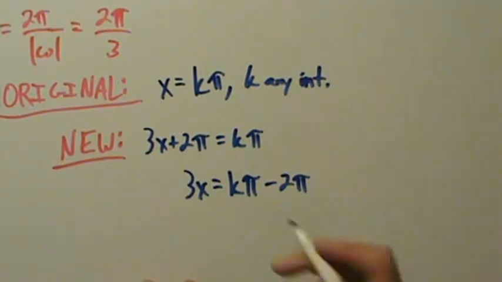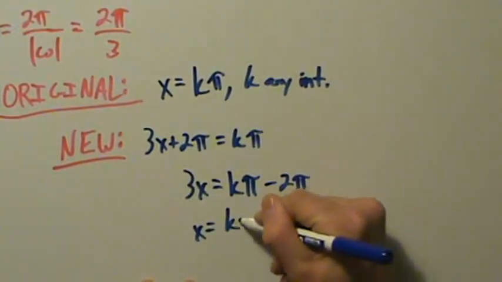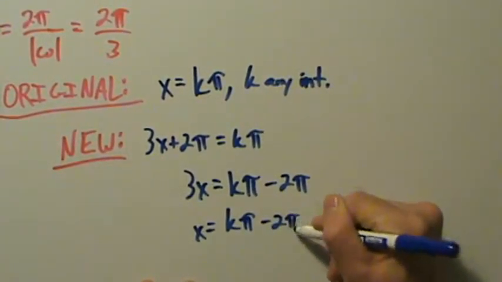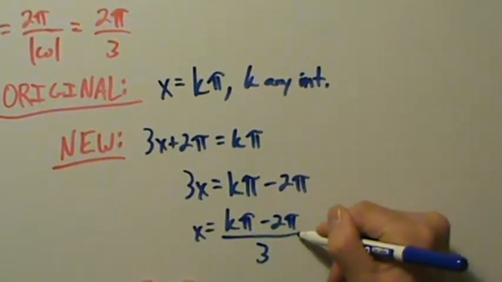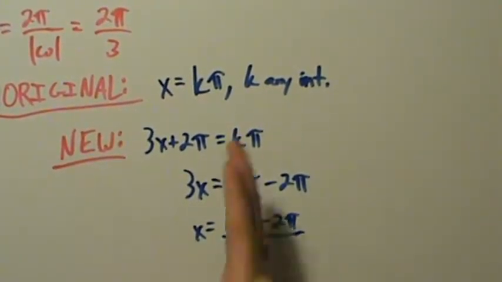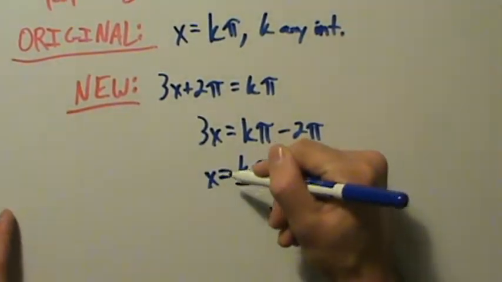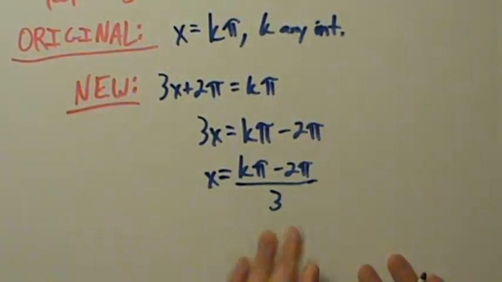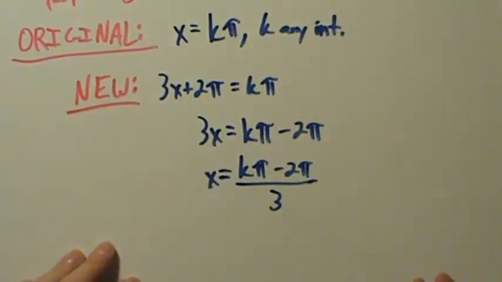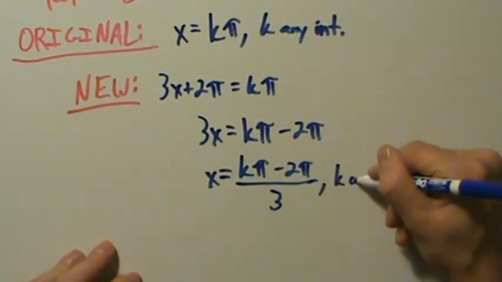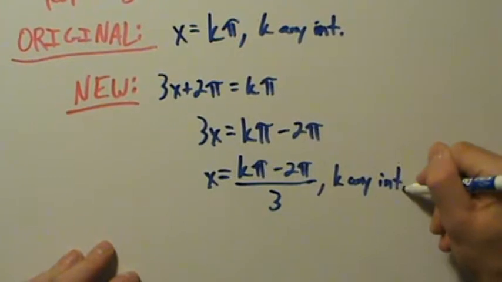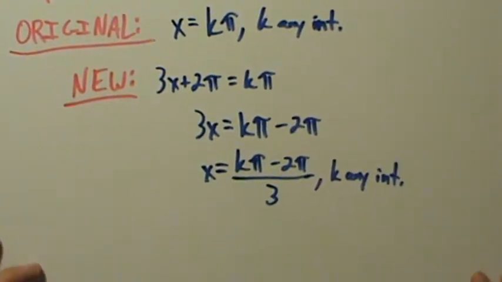Okay, and then divide everything by 3, so x equals k pi minus 2 pi, all divided by 3. Okay, so we could split it up into 2 fractions if we want, but let's leave it as 1 fraction because it'll make it a little bit simpler when we have to evaluate and find specific asymptotes coming up soon. Okay, and also let's say comma, k is any integer, just to be thorough here. Okay, so we have that going on.